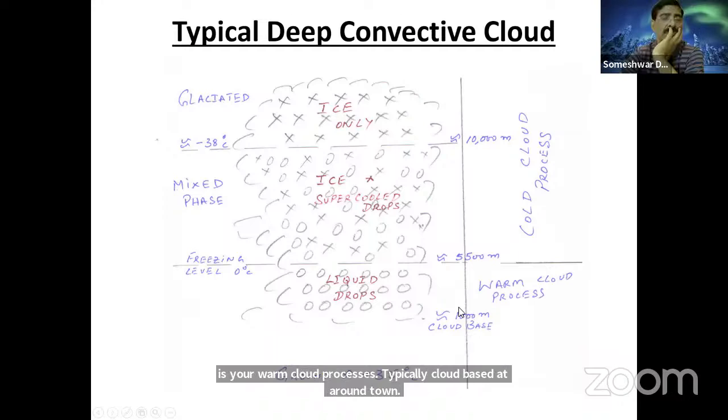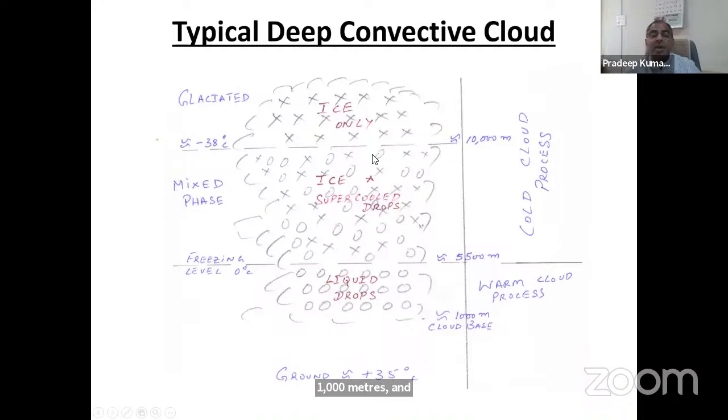And between freezing level and minus 38, you have mixed phase clouds, because you get both ice phase as well as liquid drops, which we call supercooled drops, because they are not frozen for various reasons, which I'll come to later. And above minus 38, you have only ice phase, which is a glaciated phase. So from freezing level onwards, above, we categorize it as a cold cloud process.